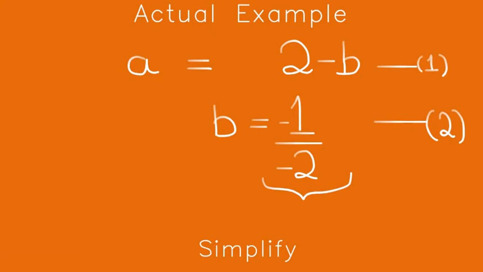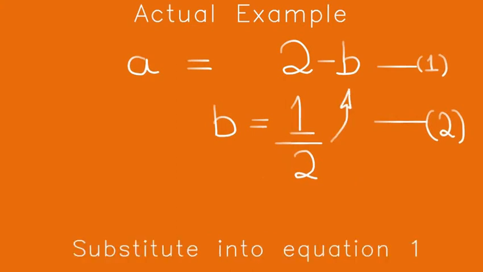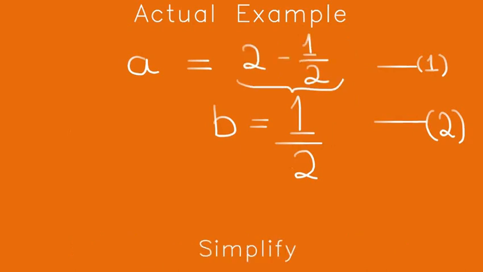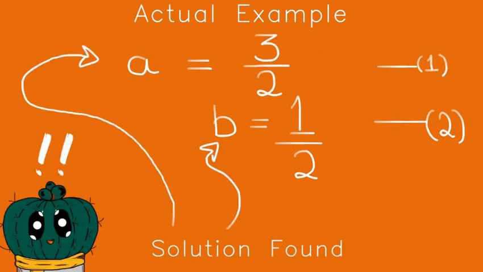Negative 1 divided by negative 2. Again, negative cancels out, so we're left with 1 by 2. And now we have the value of b. Now again, we're going to put this value into the first equation as we have previously discussed. So we have 2 negative 1 by 2, which is 2 and a half. You take a half out of the 2, and you're left with 3 by 2, which is exactly like 1 whole and 1 half.